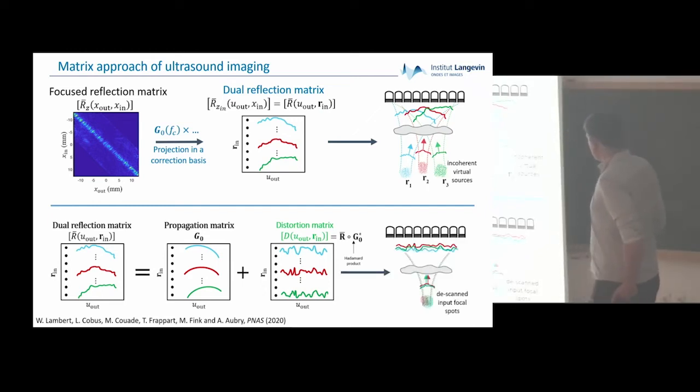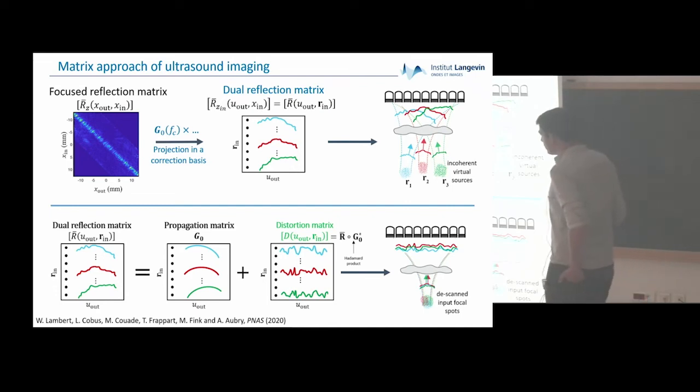And at the end, you obtain this distortion matrix, okay? And this distortion matrix corresponds to the following situation. It's the same situation as the dual reflection matrix, except that now all the input focal spots have been shifted to the same position. And all the wavefronts that before used to display a different geometrical curvature, here they are all aligned with each other.